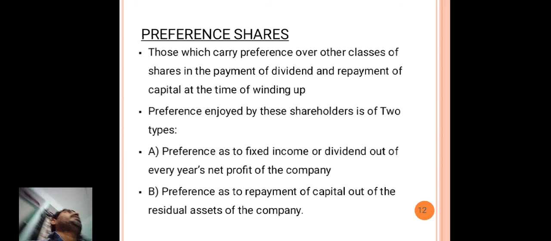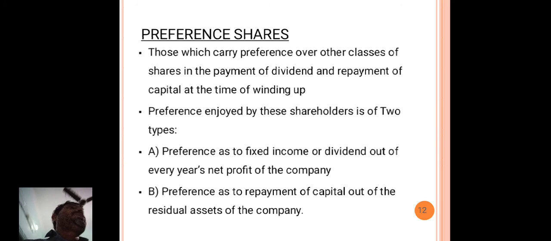The company first pays the dividend to preference shareholders, then the second priority is given to the equity shareholders. Compared to preference shareholders, the rate of dividend for equity shareholders is not fixed. It depends on the profit the company gets. Higher profit gives a higher rate of dividend to the equity shareholders. But if the company makes losses, then no dividend will be paid to the equity shareholders.